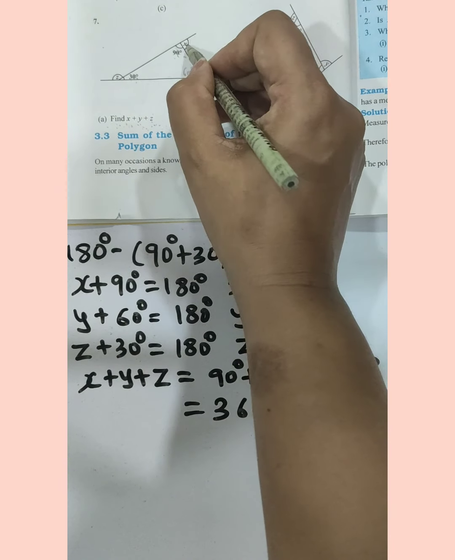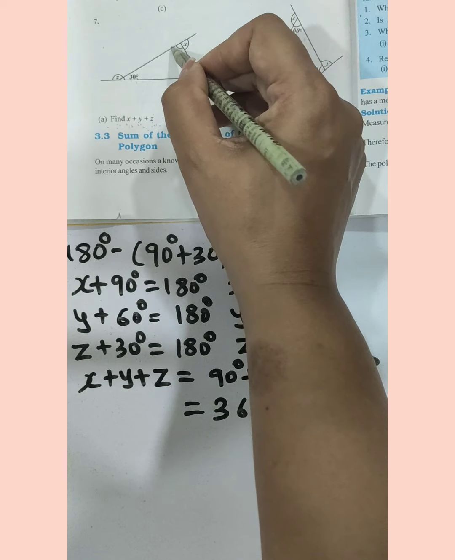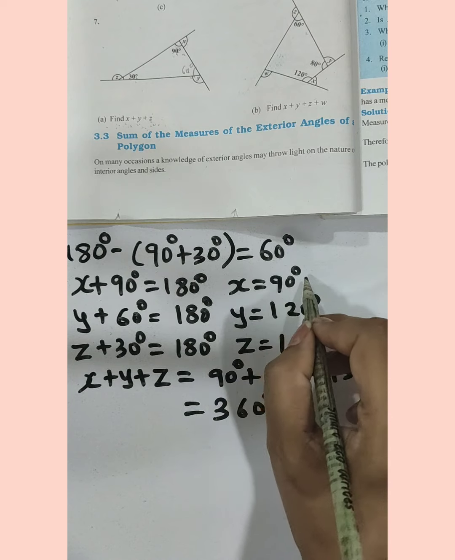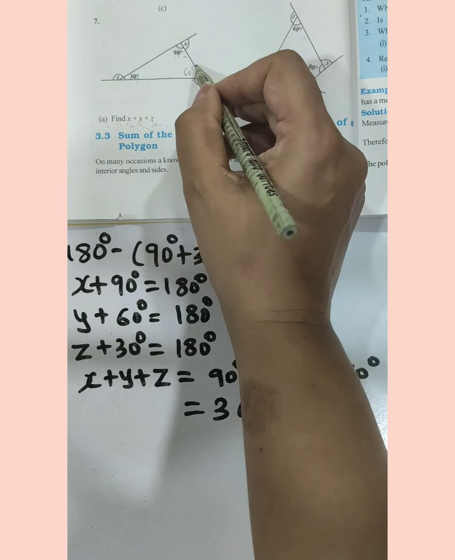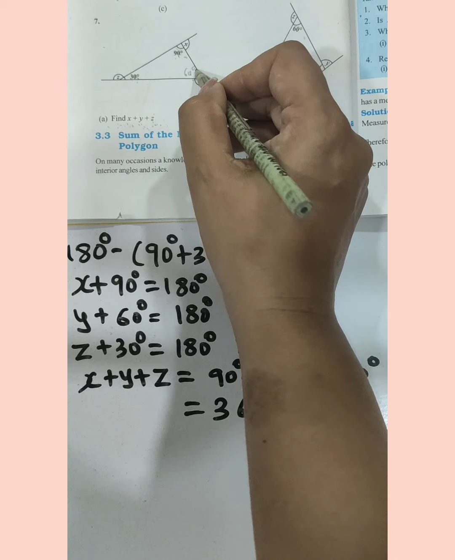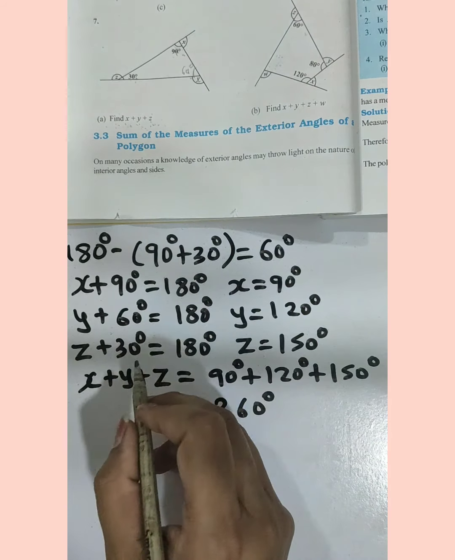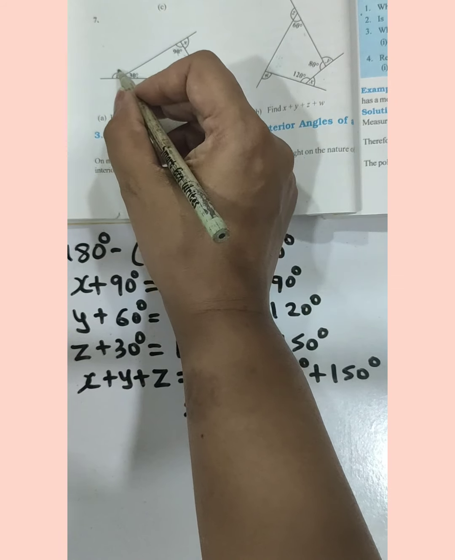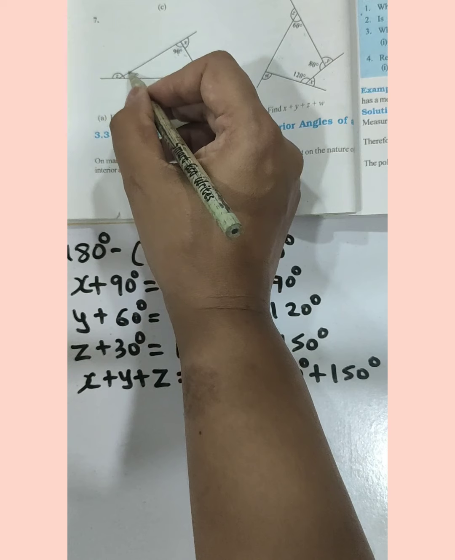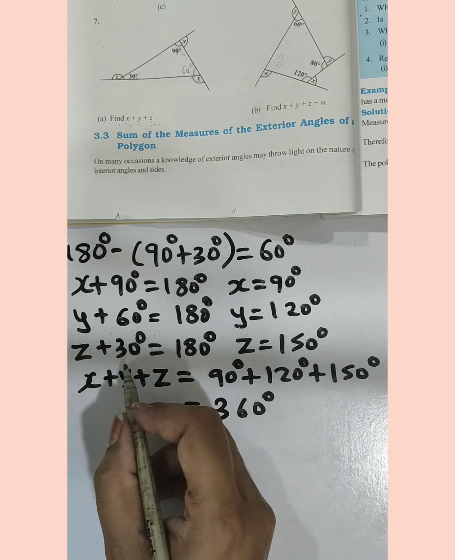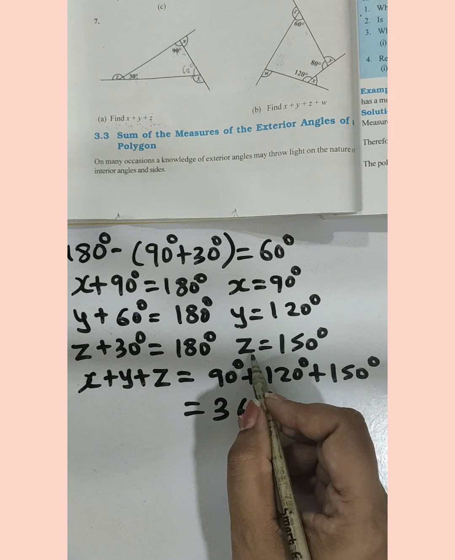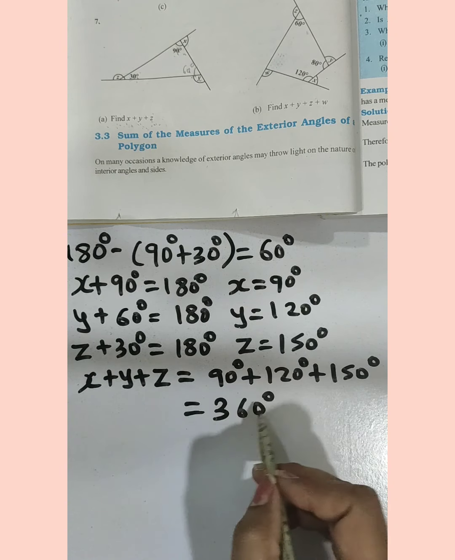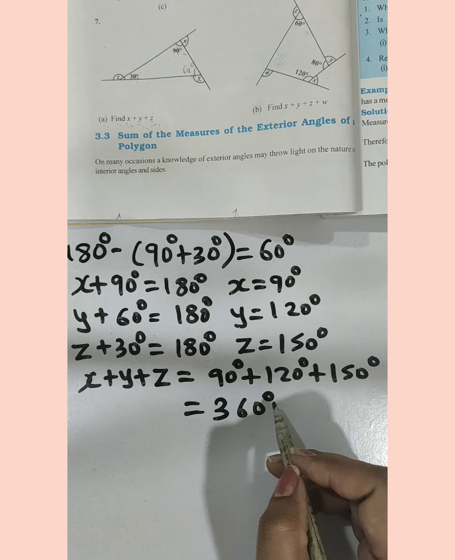Now for the value of x, as you can see, it is forming a linear pair. So I can write x plus 90 is equal to 180, so I'll get the value of x as 90 degrees. Similarly, for y, it is also forming a linear pair. So y plus 60 is equal to 180, so y is equal to 120. Similarly here z and 30 degrees, these two angles are also forming a linear pair. So z plus 30 is equal to 180, so my z will be 150 degrees. If I add now x plus y plus z, I am going to get 360 degrees.